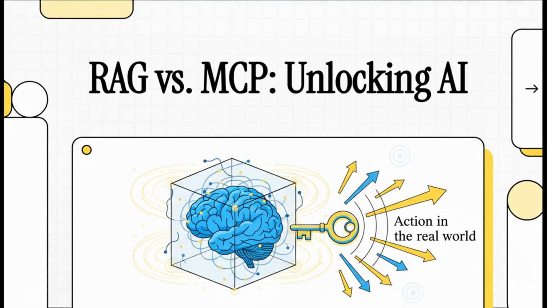Large language models are kind of like these brilliant minds, right? But they're stuck in a box. They know so much, but all that knowledge is frozen at a certain point in time, and they can't actually do anything in the real world. Well, today, we're going to pry that box open.